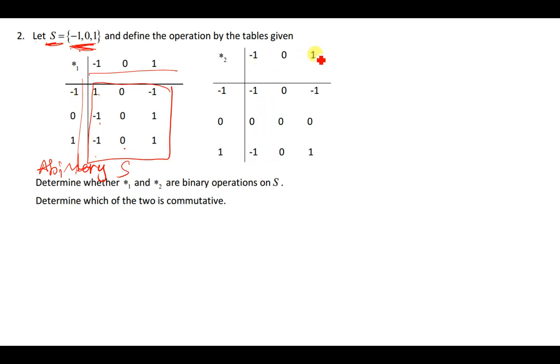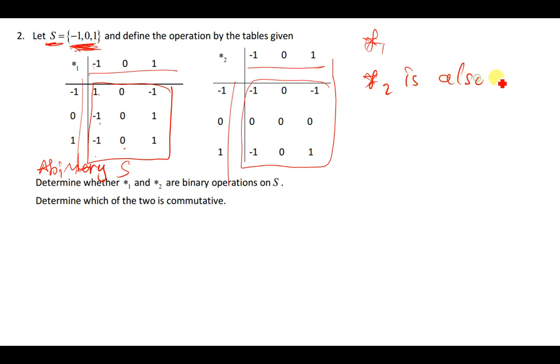So we also do the same. These are the inputs. Then the possible outcomes for this set are these. So when you look at these, as long as they are all in that set, it means that star 2 is also a binary operation. So star 1, we said it's a binary operation.